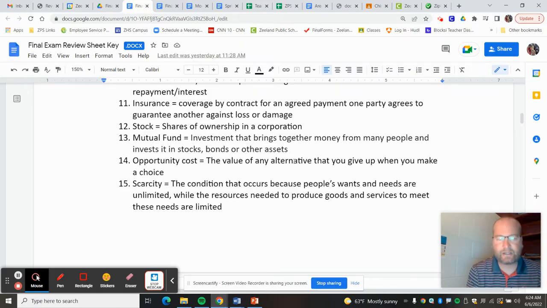Opportunity cost, we talked about that at the beginning of the year. We talked about that a little bit just this past week when we talked about comparative advantage. That's the value of any alternative that you give up when you make a choice. So whatever you give up when you decide to do something, that is your opportunity cost.